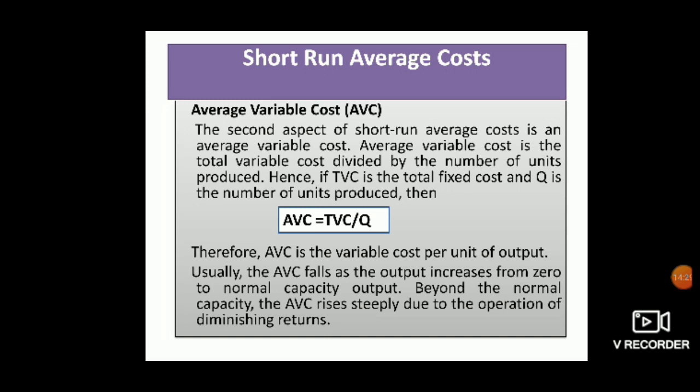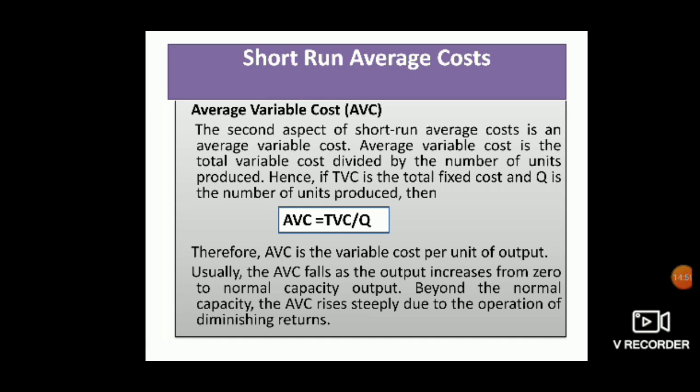Okay, now I will explain average variable cost. Average variable cost is the total variable cost divided by the number of units of output produced. That means the formula of AVC is equal to TVC upon Q. TVC upon Q, Q being the number of units produced. Thus, average variable cost is variable cost per unit of output.